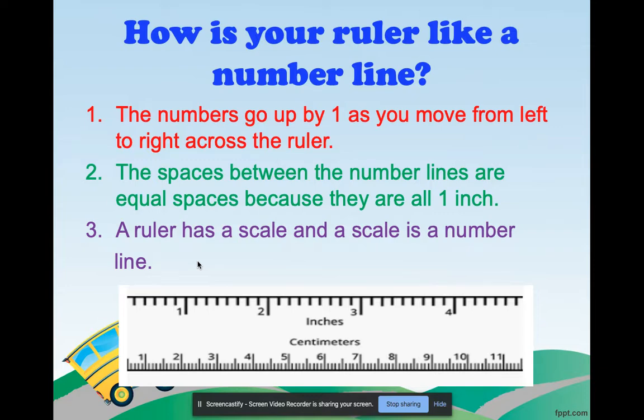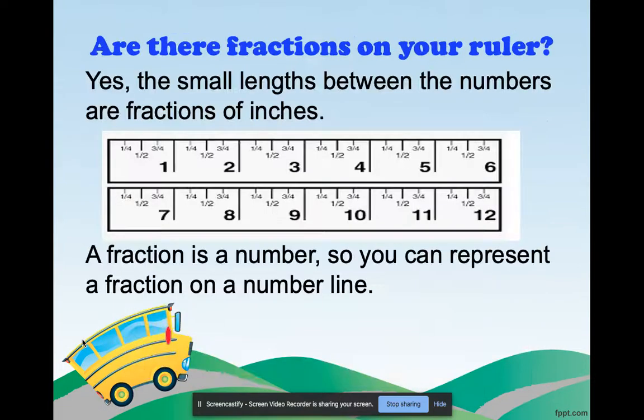How is your ruler like a number line? The numbers go up by 1 as you move from left to right across the ruler. The spaces between the numbers are equal spaces because they are all 1 inch. A ruler has a scale, and a scale is a number line.